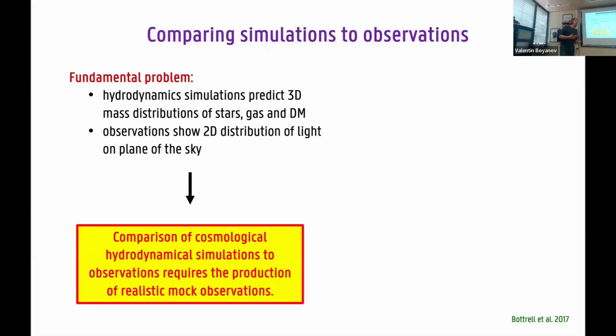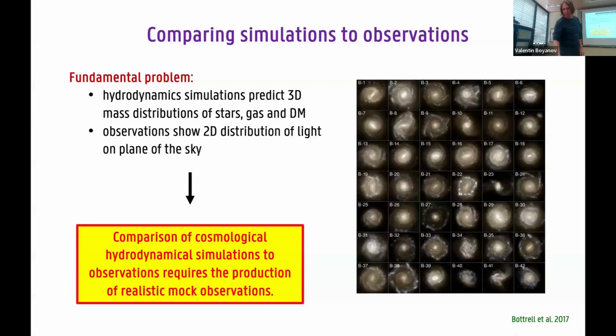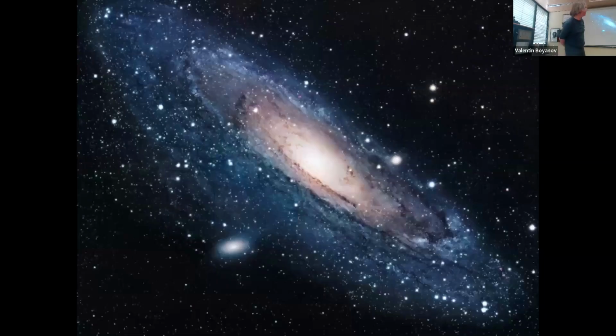And so what you have to do is make realistic mock observations from your simulated galaxies. So from your particle-based data, try to create an image that you can then compare to observations. And you can do that in a relatively simple way by just saying, well, I place my detector here and every particle just radiates to my detector, and then you create images like this. But there are a number of problems, and one of them is the presence of interstellar dust.